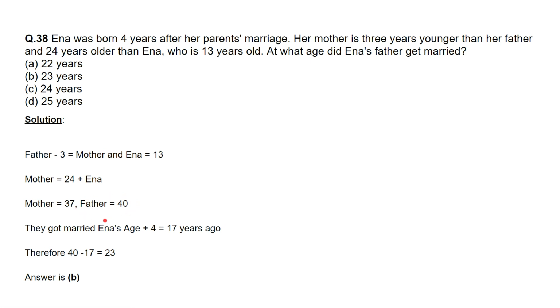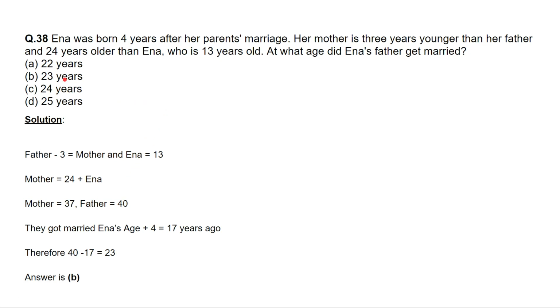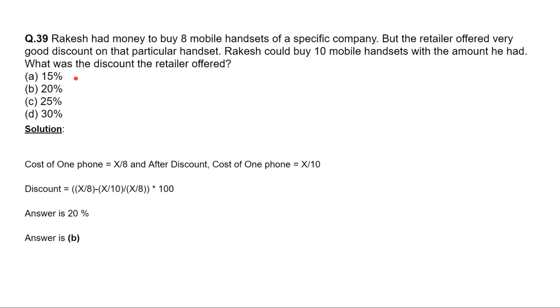Okay, so what we have to find here is at what age did Anna's father get married? So Anna's father is currently 40 years of age. Anna is 13, and Anna was born after 4 years of marriage. So a total of 17 years. If you subtract that from the current father's age, that will be 23. So they were married at the age of 23 years. Answer is B here.